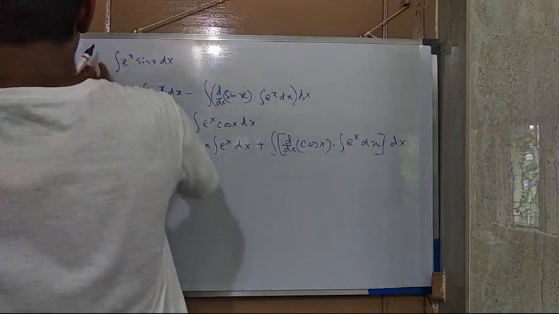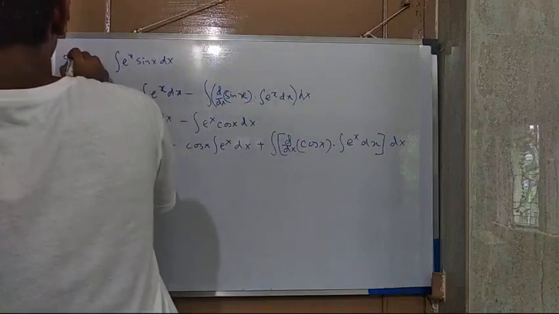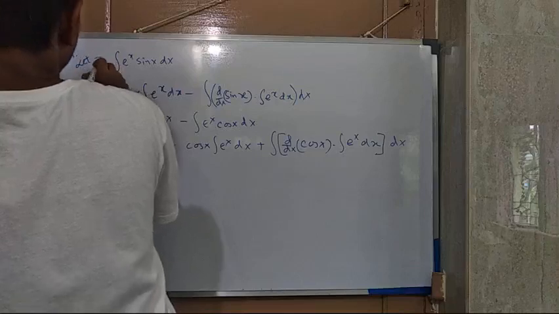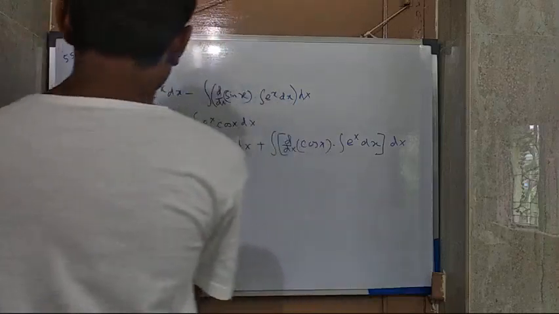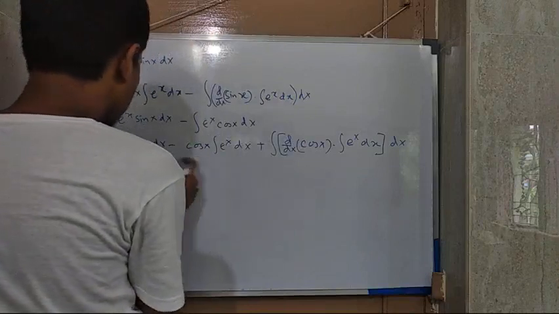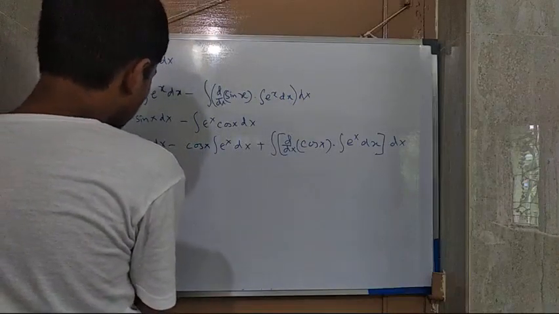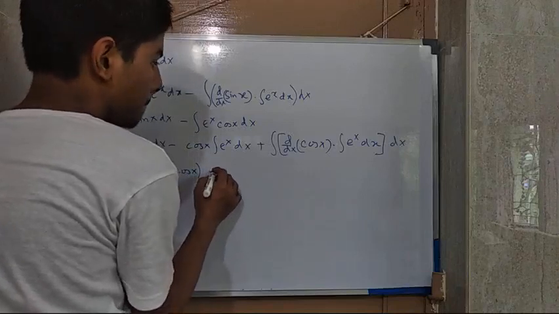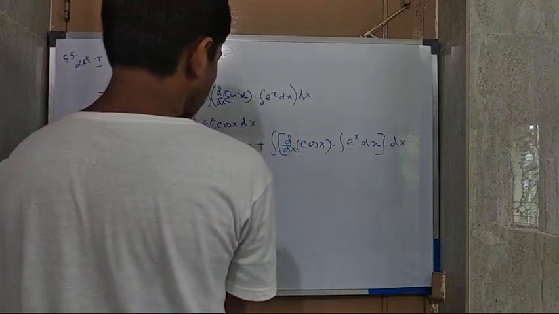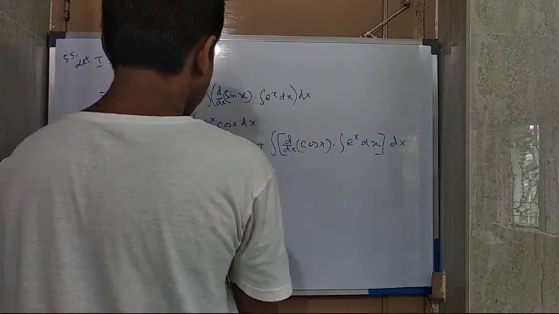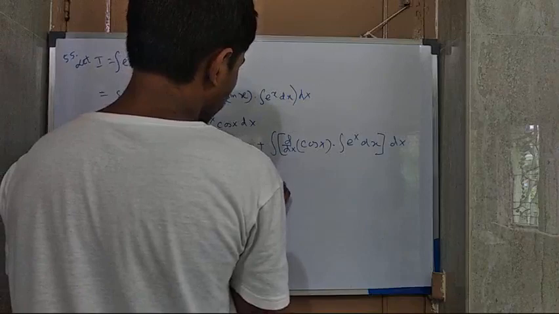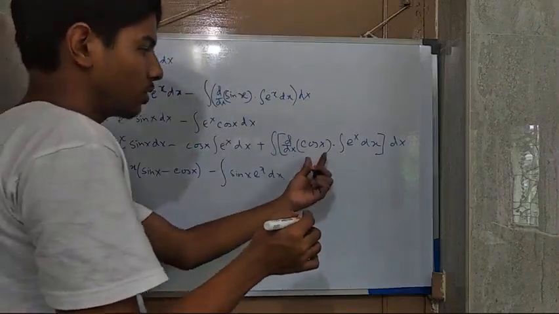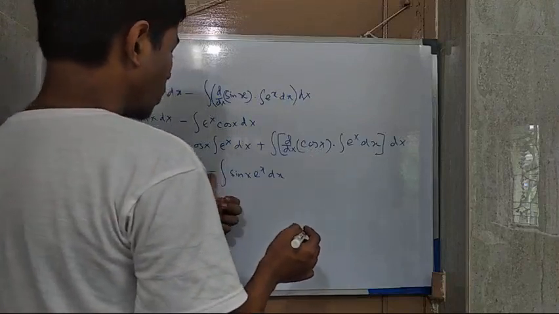Let I be equal to this one. So this is actually e to the power x times sin x minus cos x, minus integral sin x e to the power x dx. This minus comes from the differentiation. This will become minus sin x, and this minus will come out.